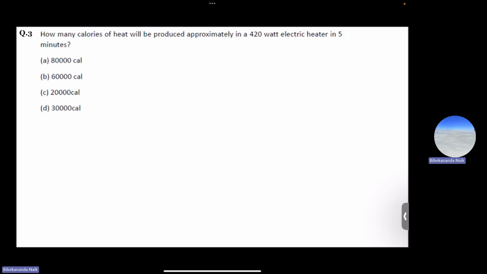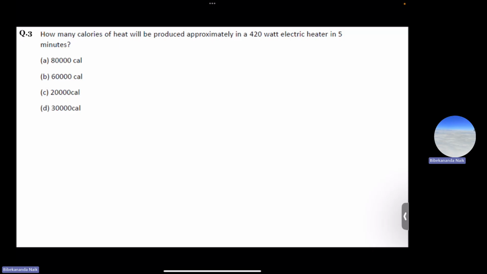Question number 3 says, how many calories of heat will be produced approximately in a 420-watt electric heater in 5 minutes? Options are: option A 80,000 calorie, option B 60,000 calorie, option C 20,000 calorie, and option D 30,000 calorie.